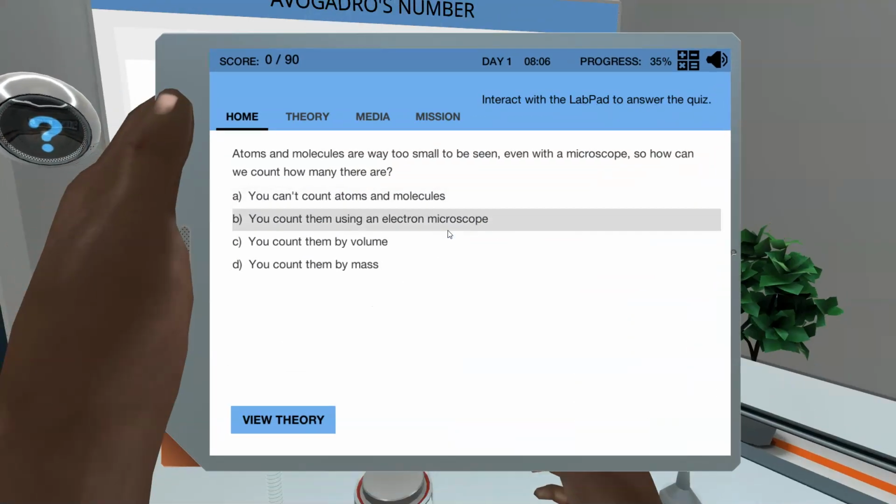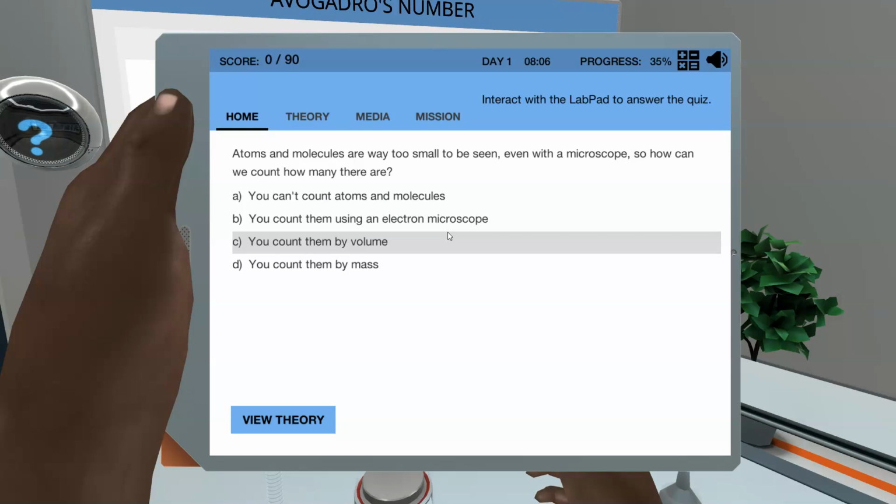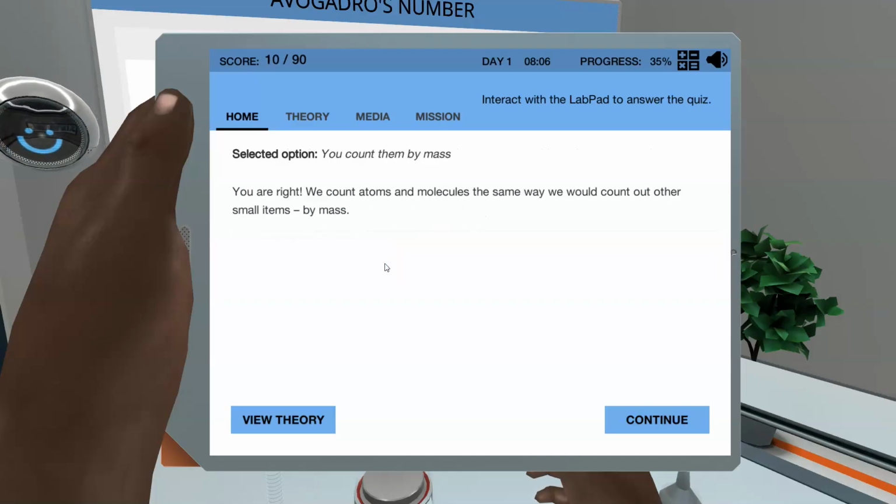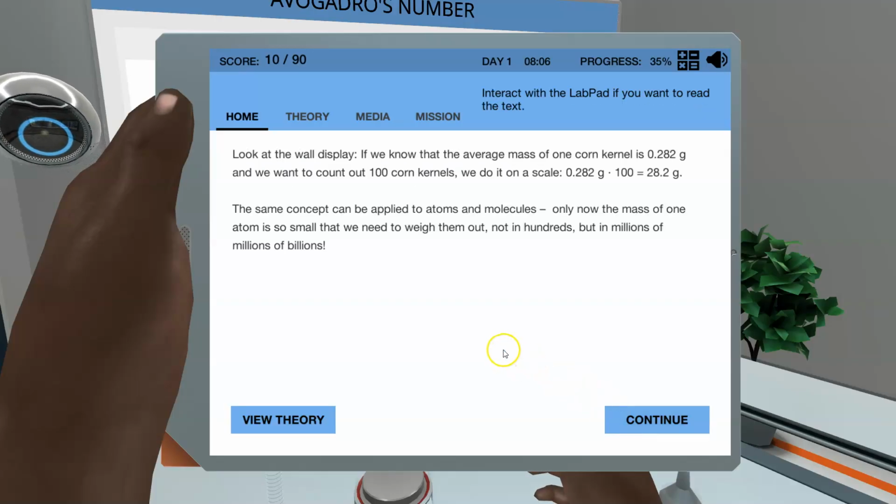Atoms and molecules are way too small to be seen, even with a microscope, so how can we count how many there are? You are right. We count atoms and molecules the same way we would count other small things. By mass. Look at the wall display. If we know that the average mass of one corn kernel is 0.282 grams and we want to count out 100 corn kernels, we do it on a scale. 0.282 grams times 100 equals 28.2 grams.